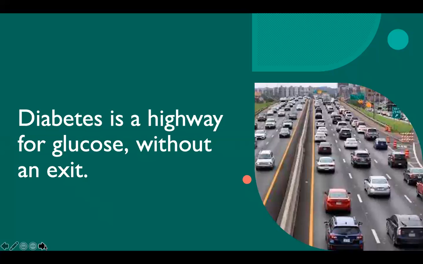I really like this example. It helps me understand what diabetes is. Diabetes can be compared to a highway for glucose without an exit. I don't know if you've ever seen a car accident on a highway or a traffic jam when cars keep entering the highway and not enough cars are leaving. That's kind of what diabetes is.